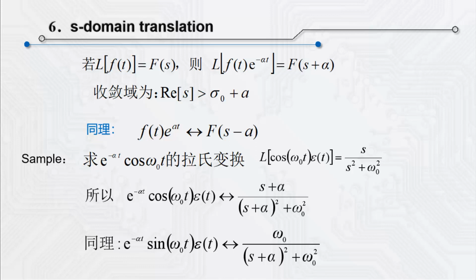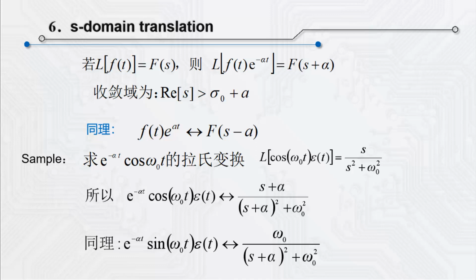Convergence domain is... let's look at e to the power of negative alpha t times the Laplace transformation of cosine omega 0 t. According to the Laplace transformation of cosine omega 0 t epsilon t, the value is s over s squared plus omega 0 squared. So we can get that the Laplace transformation of e to the power of negative alpha t cosine omega 0 t epsilon t equals s plus alpha over (s plus alpha) squared plus omega 0 squared.